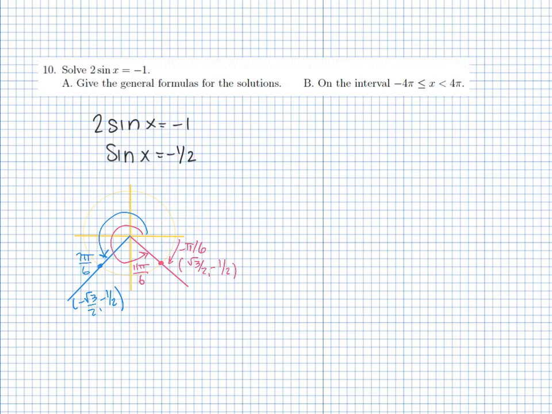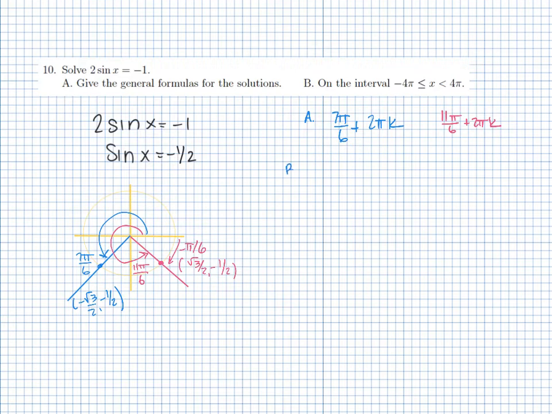So our general formulas for this will be 7π/6 plus 2πk. Remember where k is an integer. And it will also be 11π/6 plus 2πk. Part B asks us to find all the values within the interval -4π to 4π, where this happens.